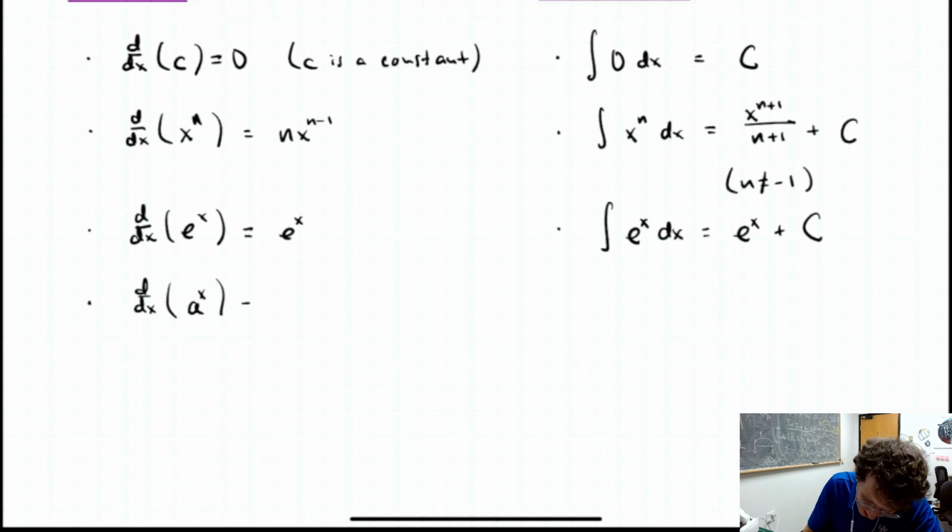What if the base is not e? Well, the derivative of a to the x is also a to the x, except you also have to multiply by the ln of a.